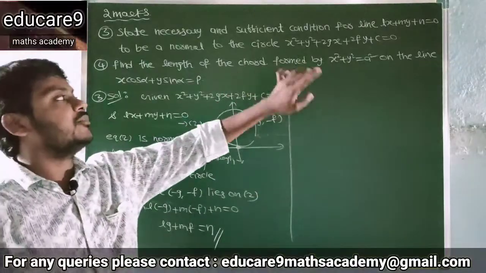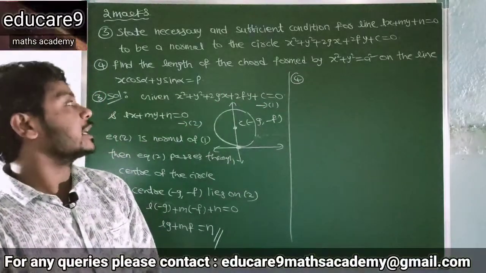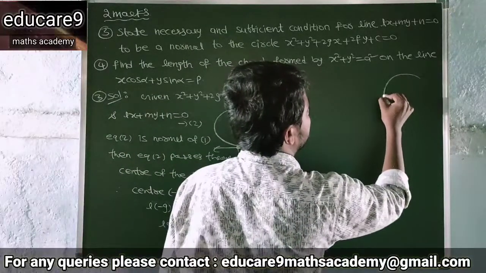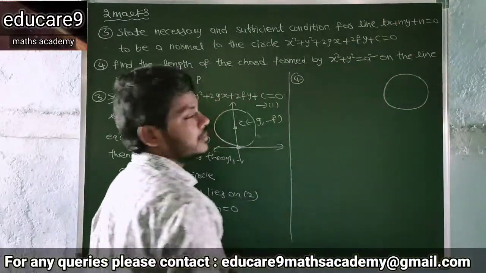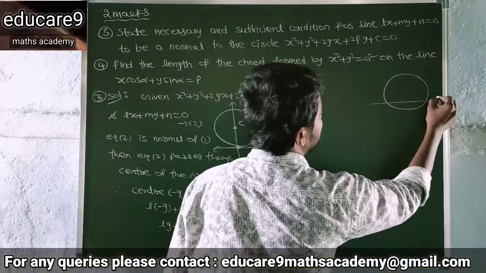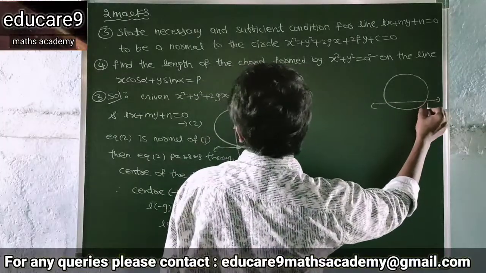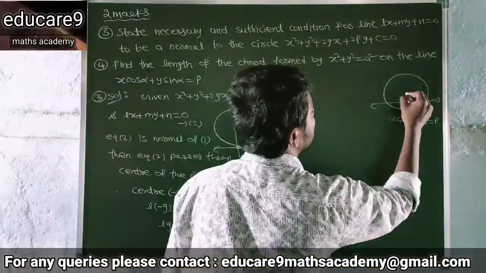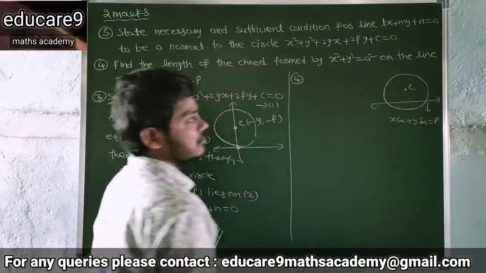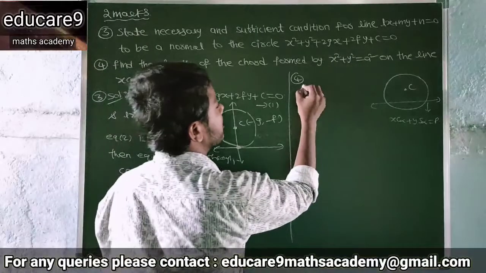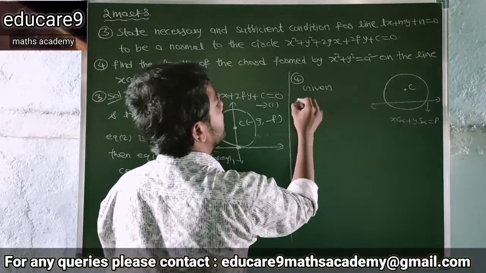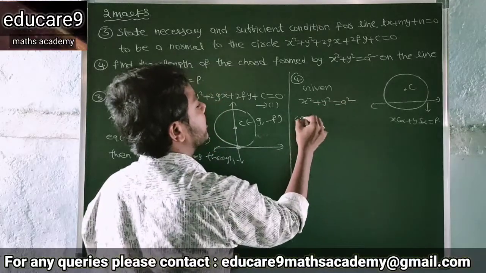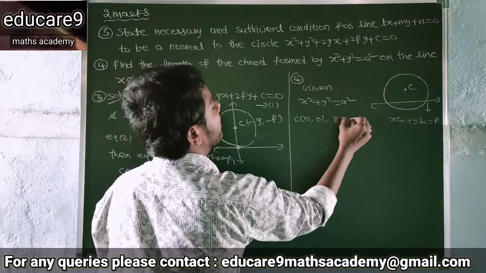Find the length of the chord formed by the circle on the line. See here, this is the given circle. Suppose this is the line, that line is x cos alpha plus y sin alpha is equal to p. So this is the center of the circle. So right here, given x square plus y square is equal to a square. So center is (0, 0), radius is a.